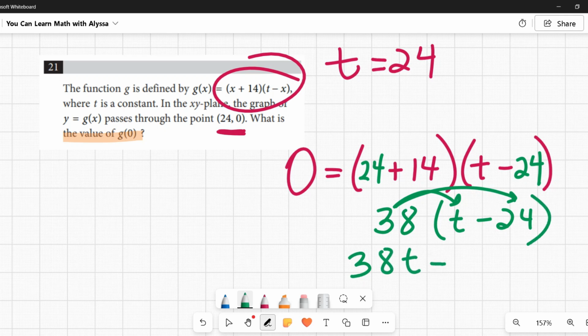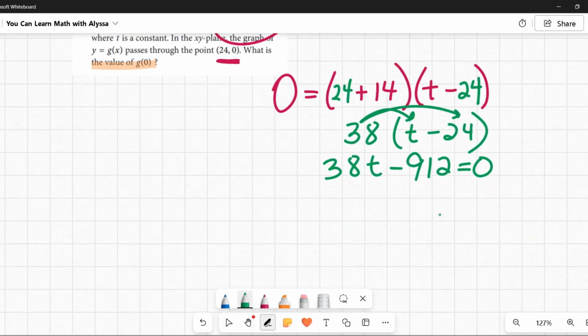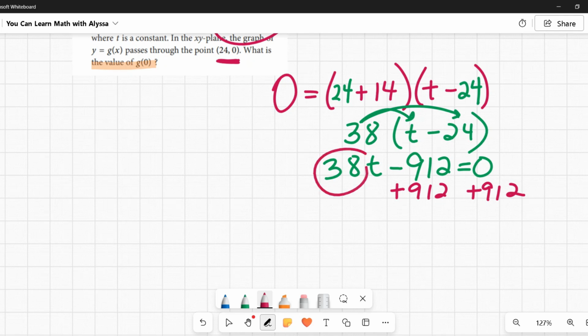So I get 38t minus, and I can multiply a lot of stuff in my head, but 38 times negative 24? No, I cannot multiply that in my head. And that is 912. And that is going to equal 0. And so then, as I zoom out a little bit and I move it up, I'm going to add 912 to undo that. I'm trying to get t by itself. So, it's being multiplied by 38 and then 912 is being subtracted. So I'm undoing that. So I add 912 to both sides.